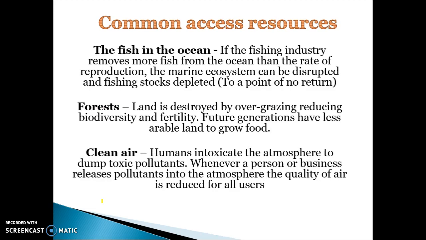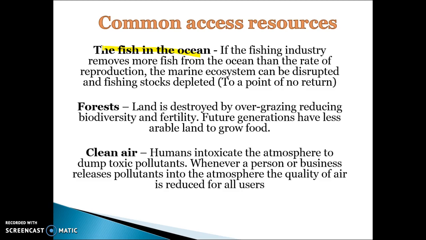Examples of common access resources: the fish in the ocean. If the fishing industry removes fish from the ocean faster than the rate of reproduction, the ecosystem can be disrupted and fishing stocks will be depleted. Nobody has ownership rights over the fish, and therefore they can be depleted very easily unless we implement restrictions. In Australia, for example, the government has intervened with regulations: you can't use nets in Port Phillip Bay, you can't use dynamite, the fish must be of a certain size or it's illegal to catch them, and you have to have a license to fish. They're all examples of government regulations in the fishing industry.